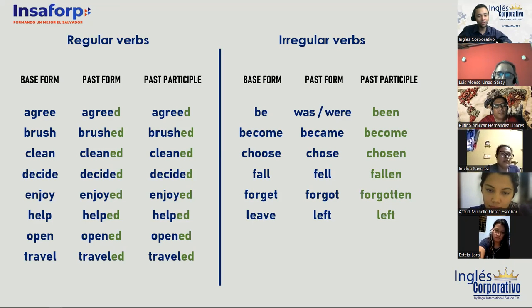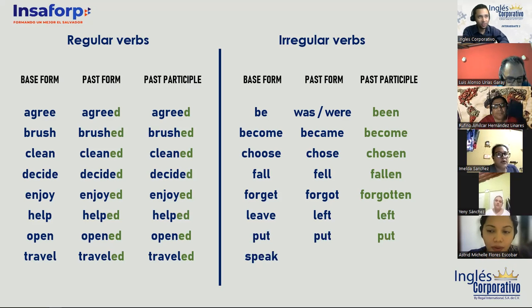What about the verb put? What's the past of put? Put. And the past participle? Put. It's also put. Very good. No change here. And we have one more. What about the verb speak? What's the past of speak? Spoke. And the past participle, spoken.